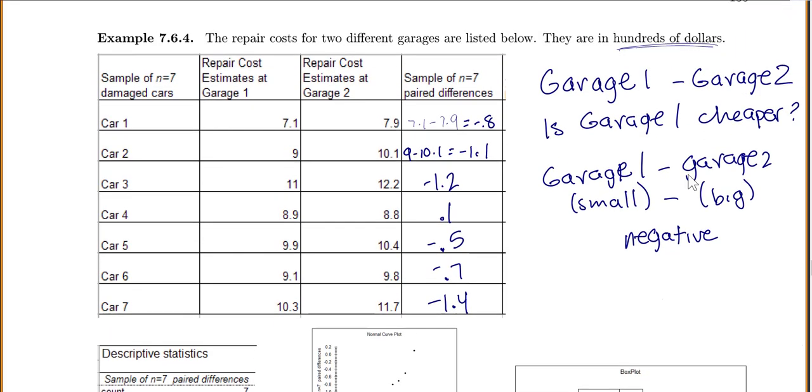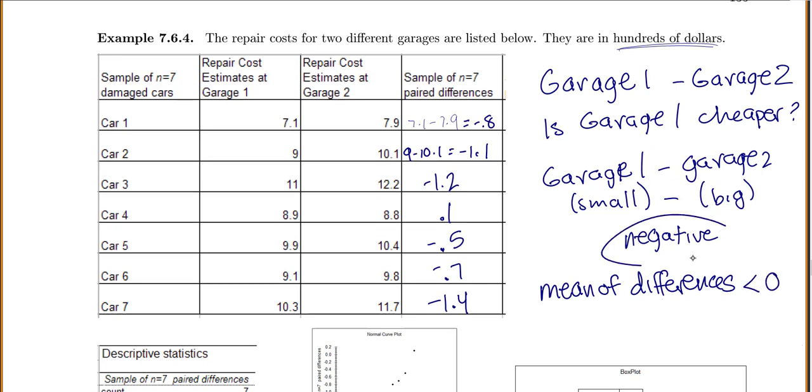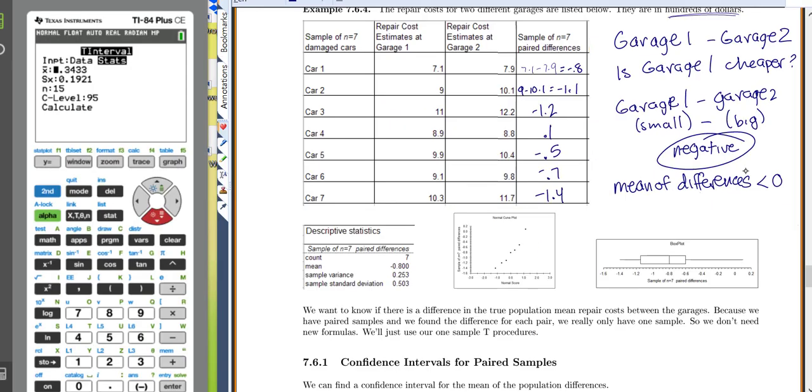So what we'll actually end up doing is we'll check and we'll say, is the mean of the differences less than 0? Because if garage 1 is cheaper, then we should have negative results. So we'll say, is our mean of our differences less than 0? We'll treat these 7 differences as just any normal data set. Now we don't even have to worry about our original 2 different sets of numbers. We just have this one data set.